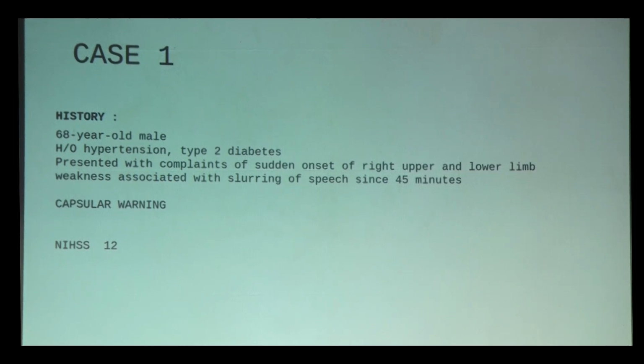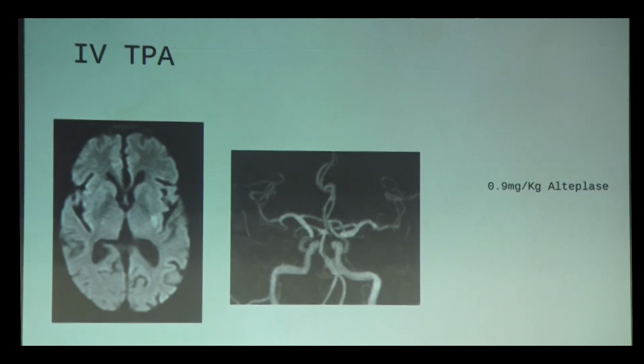So let us see a few cases which we have recently thrombolyzed. This is a 68-year-old male, a known hypertensive and type 2 diabetic, who presented with sudden onset of right upper limb and lower limb weakness associated with slurring of speech. He presented within 45 minutes to the casualty. The patient actually had capsular warning symptoms, a very fluctuating course of right hemiparesis. The moment he entered the ER, he had initially 0/5 power. Within 5 minutes, it improved to 5/5, and again he had recurrent episodes, and finally the power was 3/5 and NIHSS was 12.